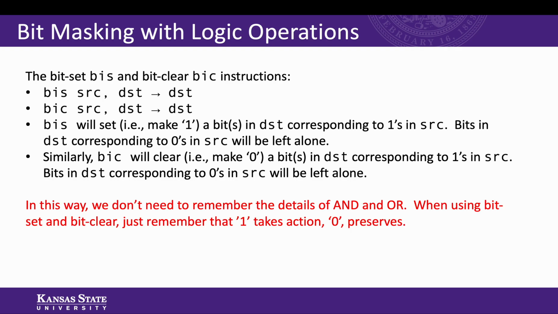And you might wonder, well, why can't we just use and or? You just told me that and or can do these things for us. But in this way, we don't need to remember the details of and or. Now we can just use bit set and bit clear and just remember that a 1 will take the action and a 0 will preserve. So that's easier to remember as programmers. If I want to clear a bit, I'll make the corresponding bit a 1, and then that's the bit that will be cleared.